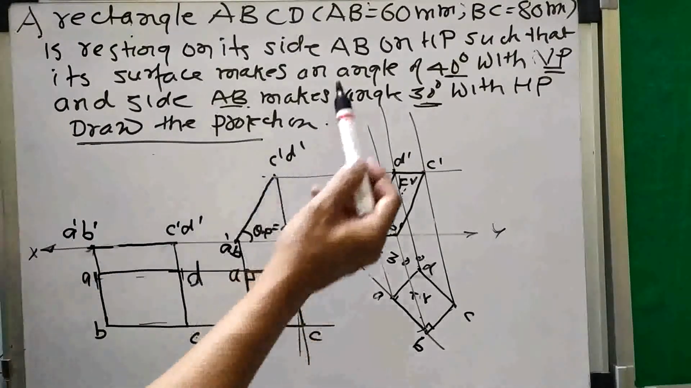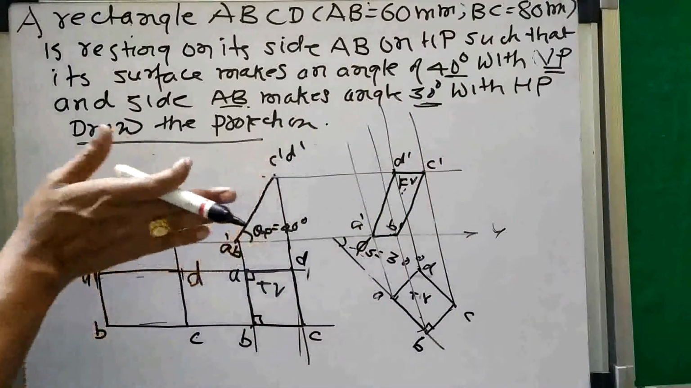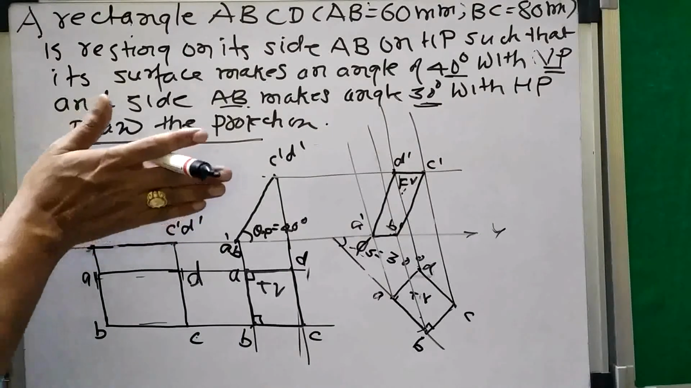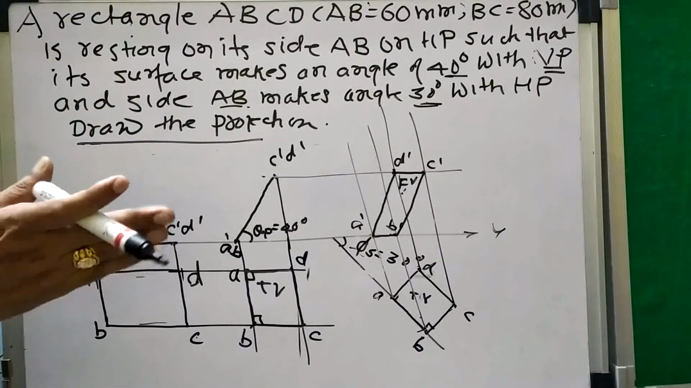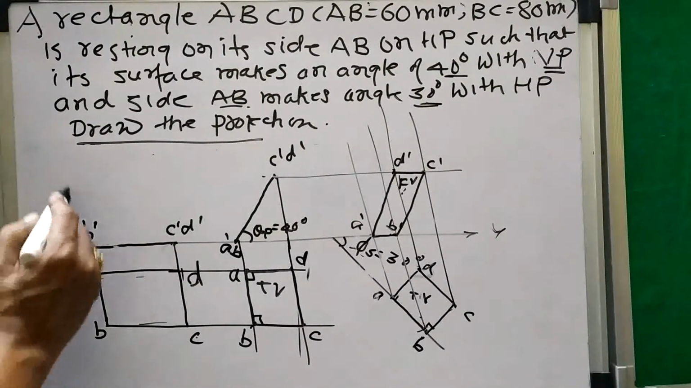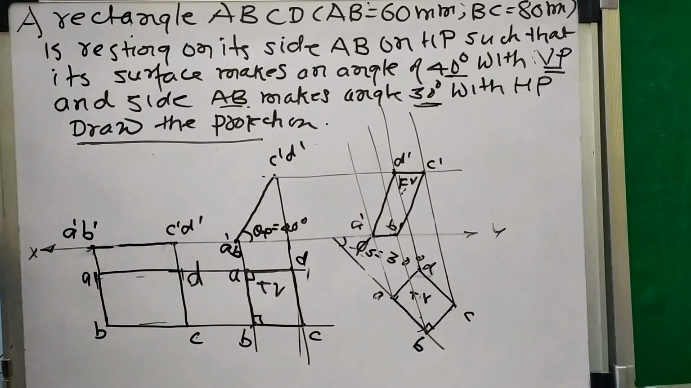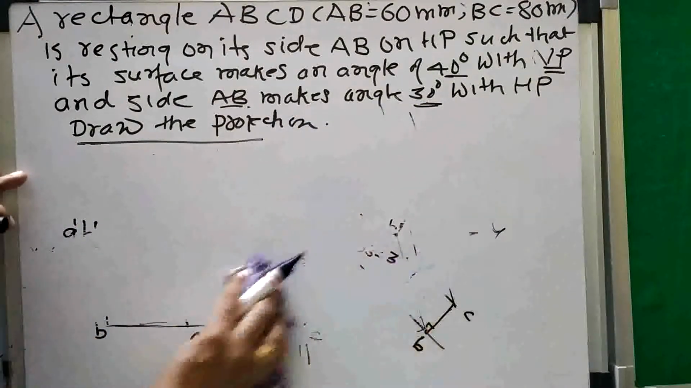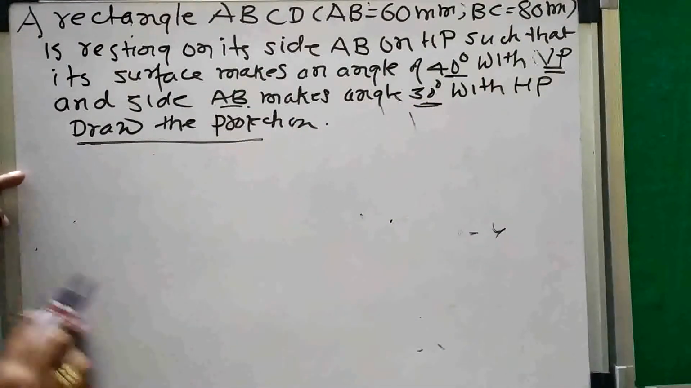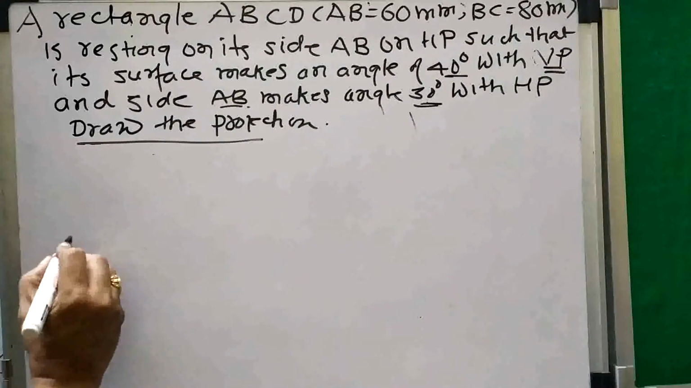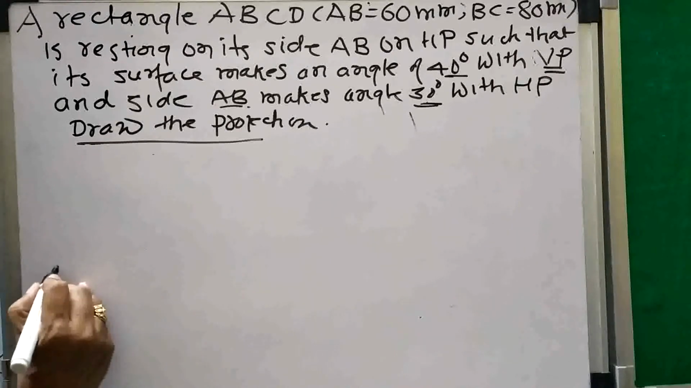So I will make the surface parallel with VP and then I will make the surface inclined with VP. When I keep this rectangle in the VP, I will get the true shape. So the same procedure I have to adopt to complete this problem. So I will draw the XY line.